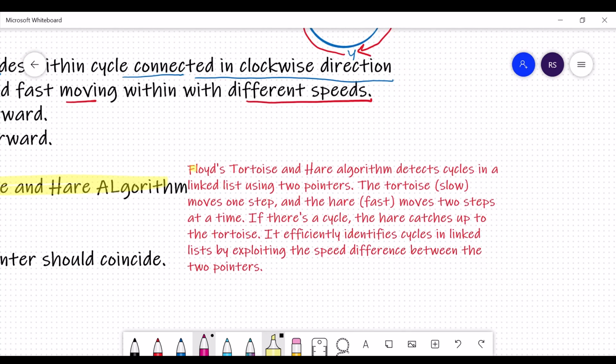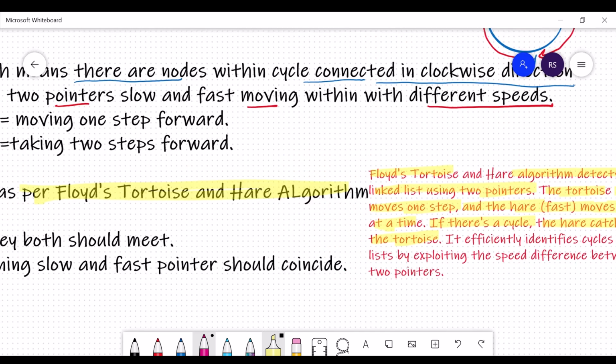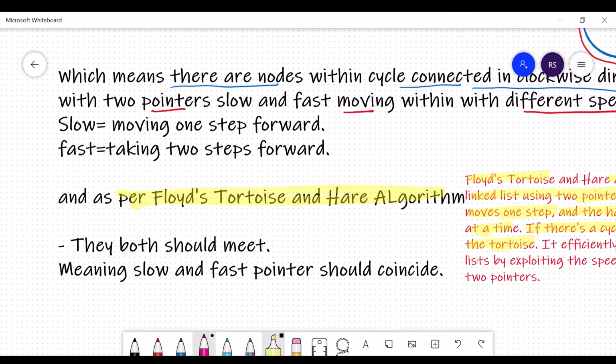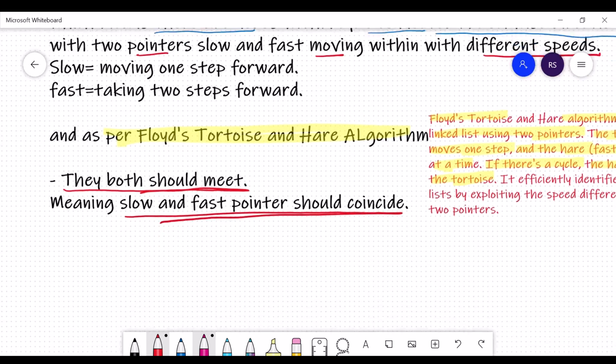Floyd's Tortoise and Hare algorithm detects a cycle in a linked list using two pointers. The tortoise, the slow pointer, moves one step at a time and the hare, the fast pointer, moves two steps at a time. If there is a cycle, the hare catches up to the tortoise, meaning that they both should meet. We have two pointers and they both will eventually meet. Slow and fast pointer should coincide. So let's understand this specific algorithm mathematically.